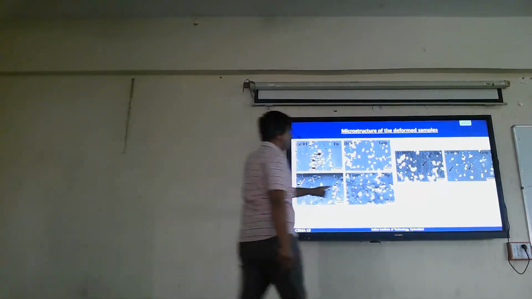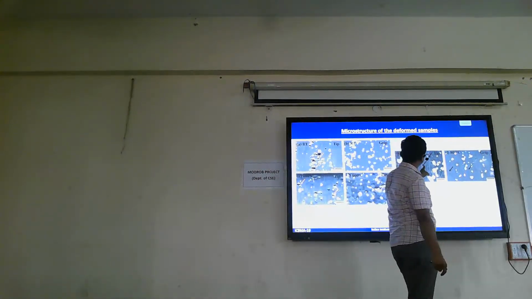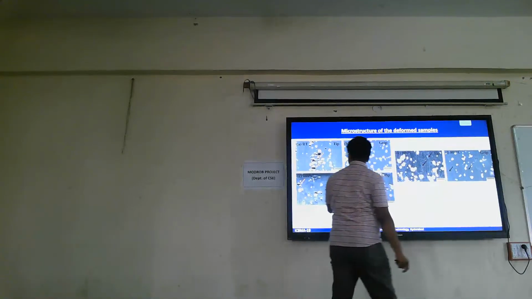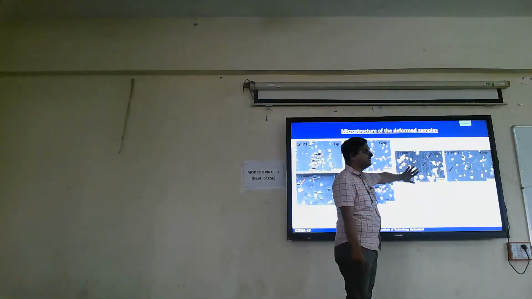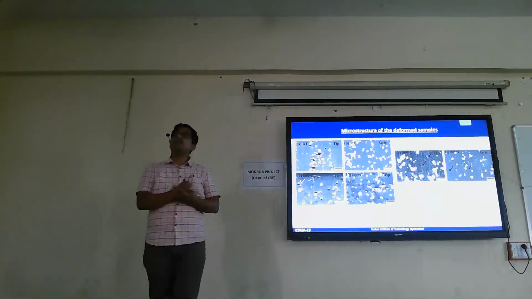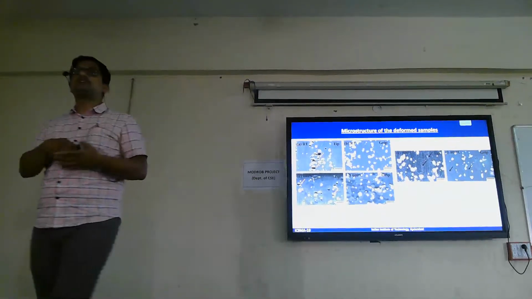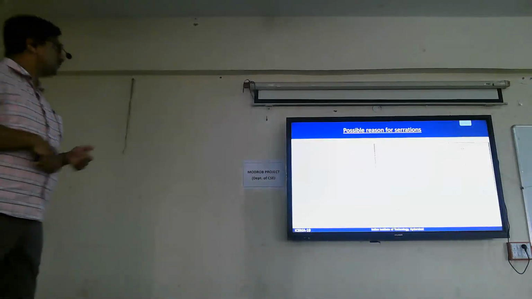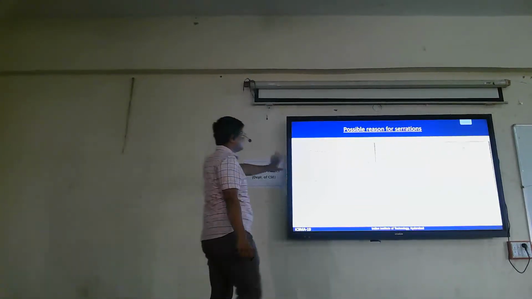And there is some amount of phase transformation of the precipitate particles here. Here it is not there, which means here we are not seeing serrations. So phase transformation is not the reason for serrations. The only mechanism left can be solute-dislocation interactions. So for that, we did a critical study.